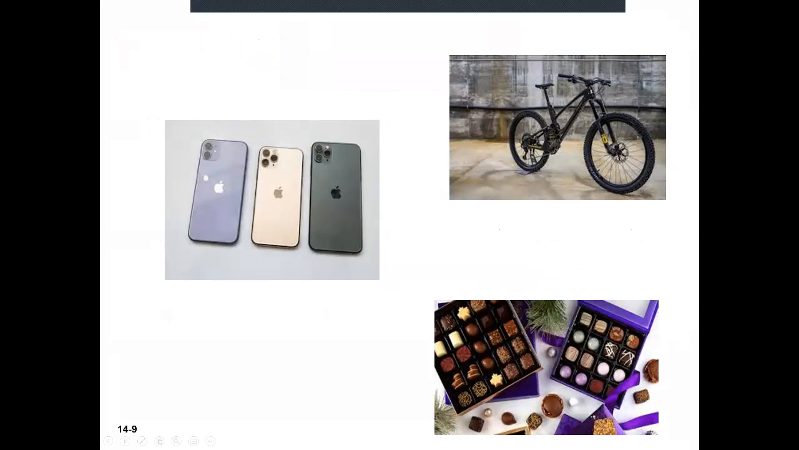And so I pose the question to you to think about these three items. These are just chosen randomly, of course. One is a bicycle, the other being the iPhones. I think that's the 12. I'm not sure. They look big. And then, of course, my favorite, chocolates.